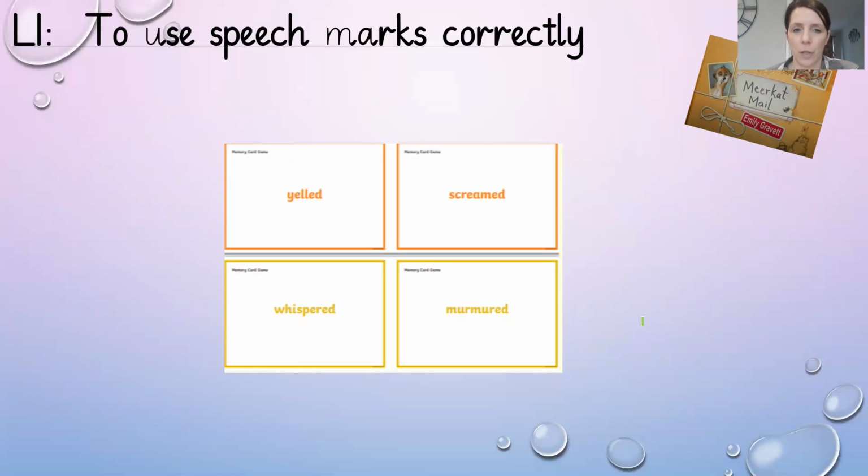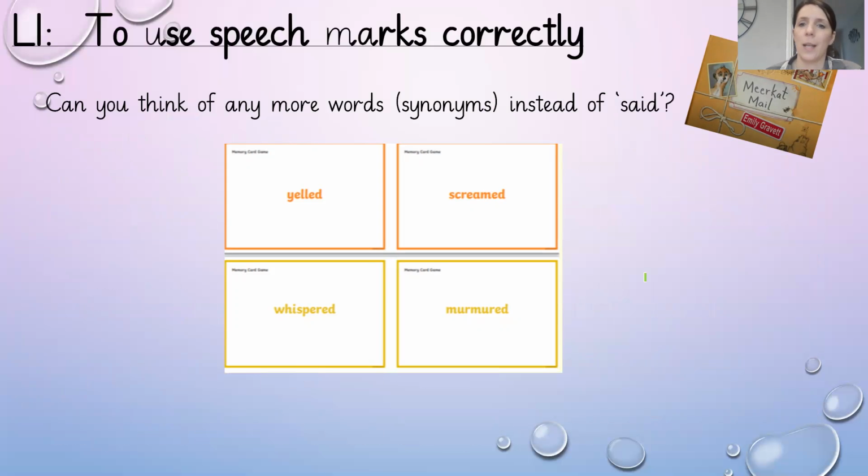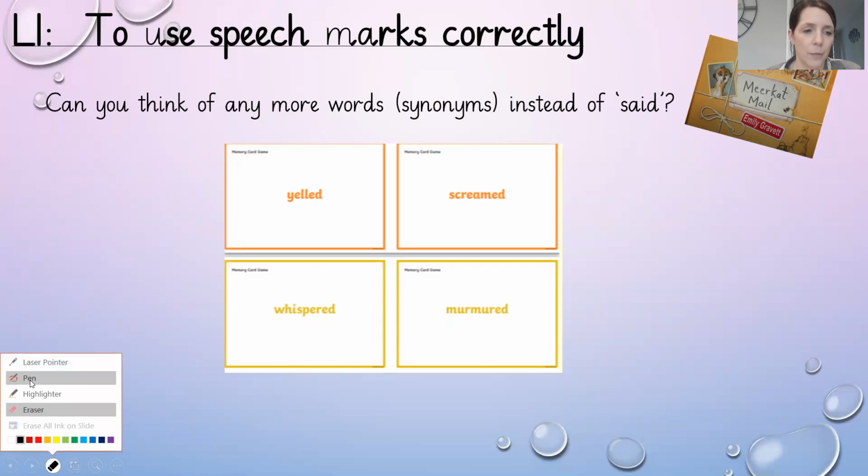First of all, before we start our speech marks, we need to think of some different words that can be used instead of said. So can you pause the video and think of any other words that could be used instead of said? I've got yelled, screamed, whispered, and murmured on mine. So can you pause the video and think of any more? Can you write them down on your piece of paper in your book so that you've got them for when you do the next part of our lesson? Off you go.